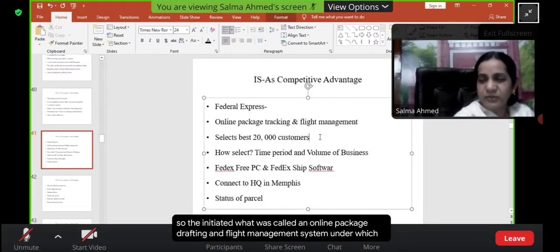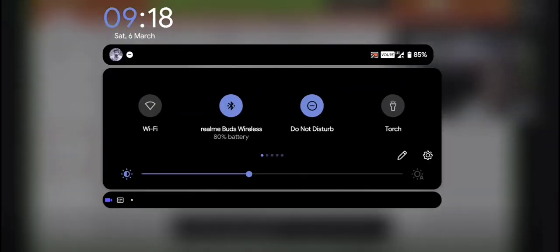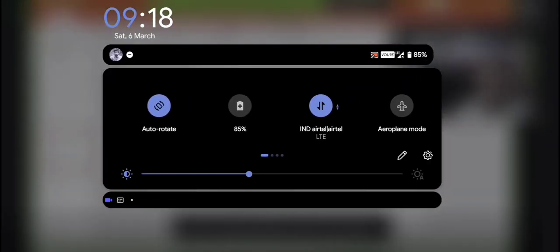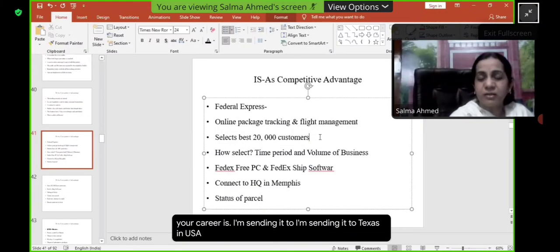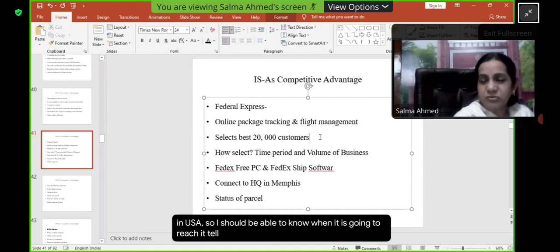once you send the courier, you're able to track where your courier is. I'm sending it to Texas in the USA, so I should be able to know when it is going to reach. It tells me that I'm sending it today, being 5th of March, and it is going to be delivered, say, on 8th of March.